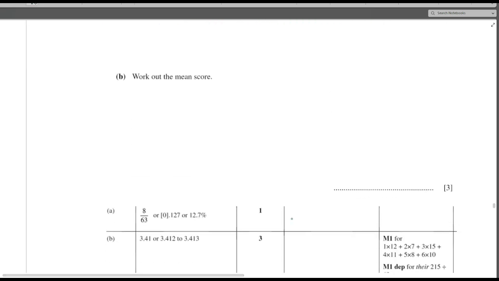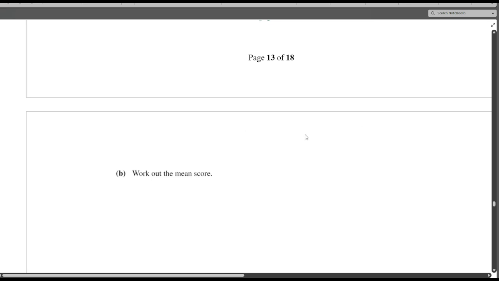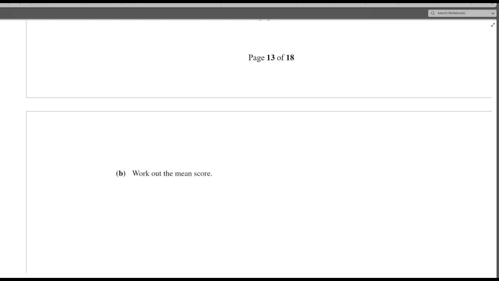Work out the mean score. So the mean score is 3.413. This is your mean score, 3.413. Right?